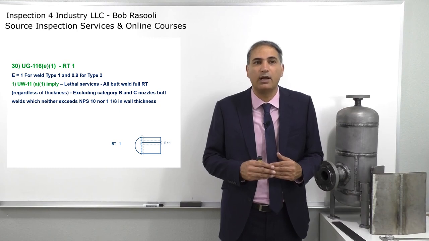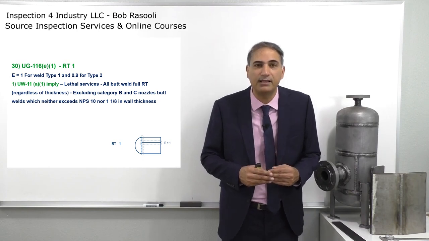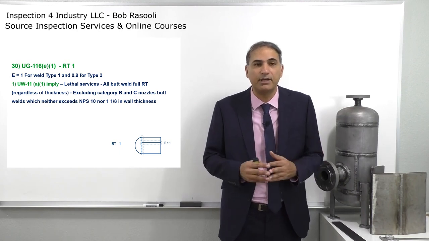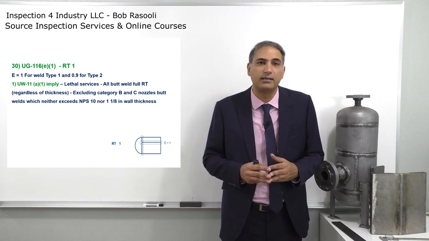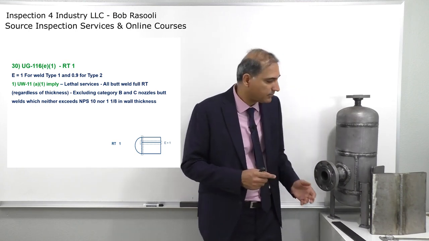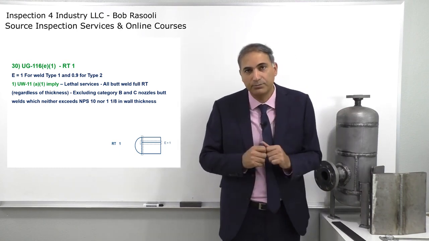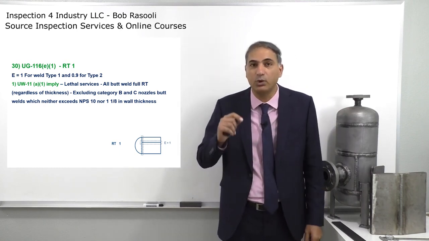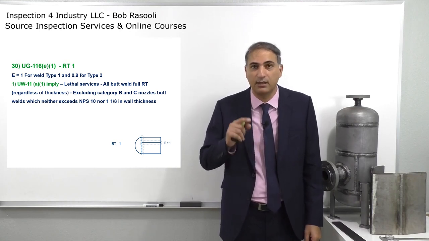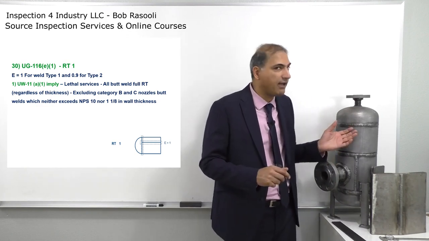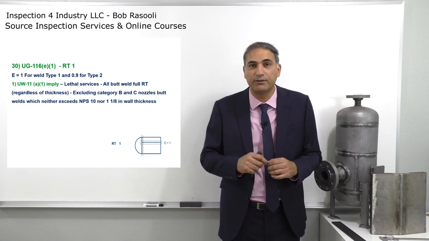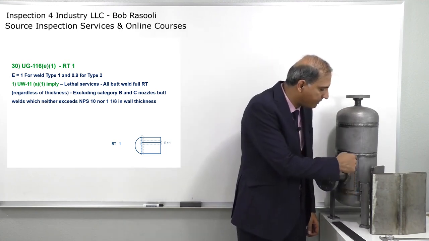UW-11 A1 implies lethal services: all butt welds get full RT regardless of wall thickness, excluding category B and C nozzle or communicating chamber welds which neither exceed 10 inch nor 1 1/8 inch in wall thickness. So the code requires us to make a full radiography when our service is lethal or toxic substance, regardless of wall thickness. This might be ½ inch, and we have to perform the full radiography on all butt welds.